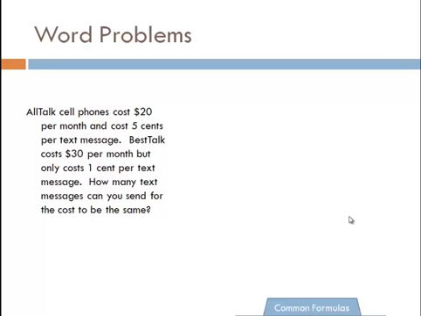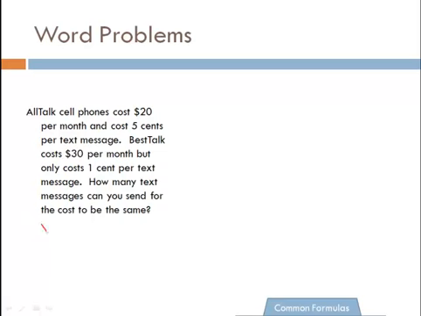Since the question is asking for how many text messages, that suggests that one of our variables would be how many text messages. And then the other thing, it's not quite as obvious, but the cost is another thing that we don't know, the final cost, that is. And so that can be another variable. Since this is a scenario where I'm comparing two different rates, that suggests we use our y equals mx plus b equation. So let's assign some variables.